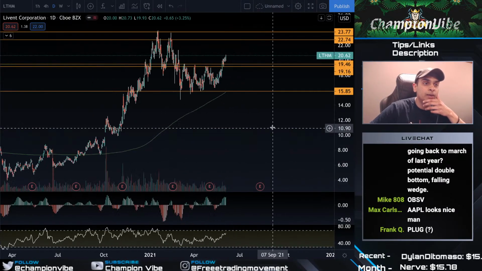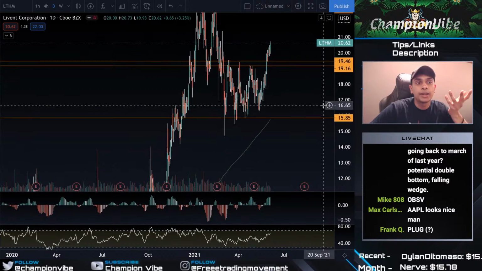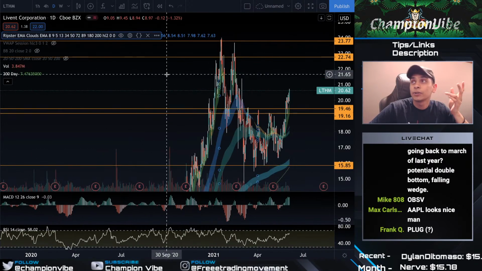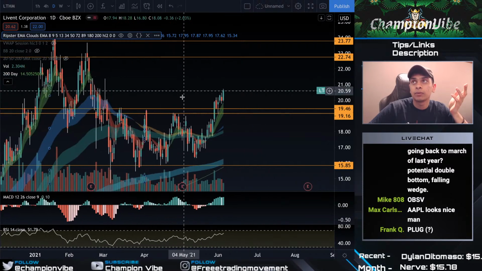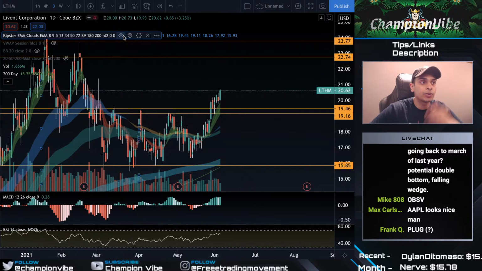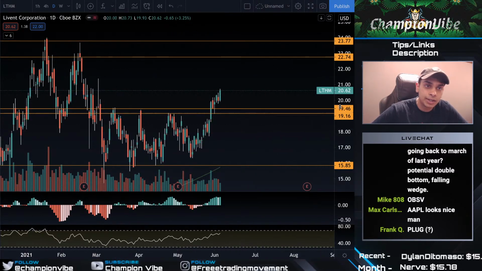Now we have LTHM. This one broke above 1946. If you're a breakout trader, maybe this is more your style. As a reversal swing trader, it's not really my style. I would have liked to enter it over here before the pop. But if you like entering after and playing the secondary runs, maybe that's your type of trade, just not mine.